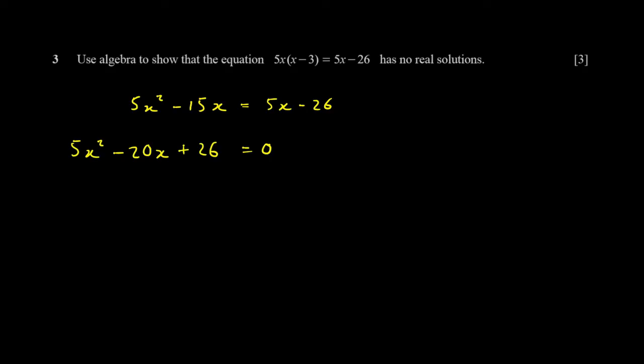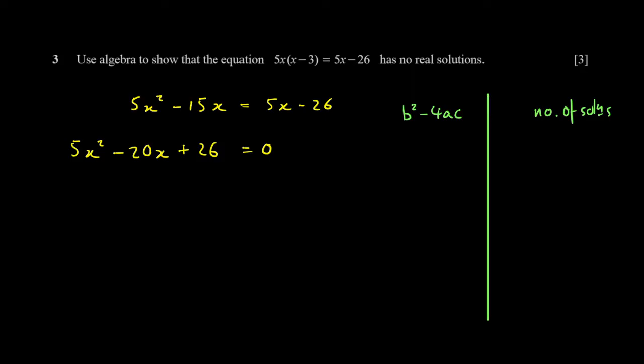Now, we need to understand how the discriminant works. So the number of solutions is going to be determined by the discriminant. Sorry, let me just rewrite that again. So the discriminant is b squared minus 4ac, and number of solutions.